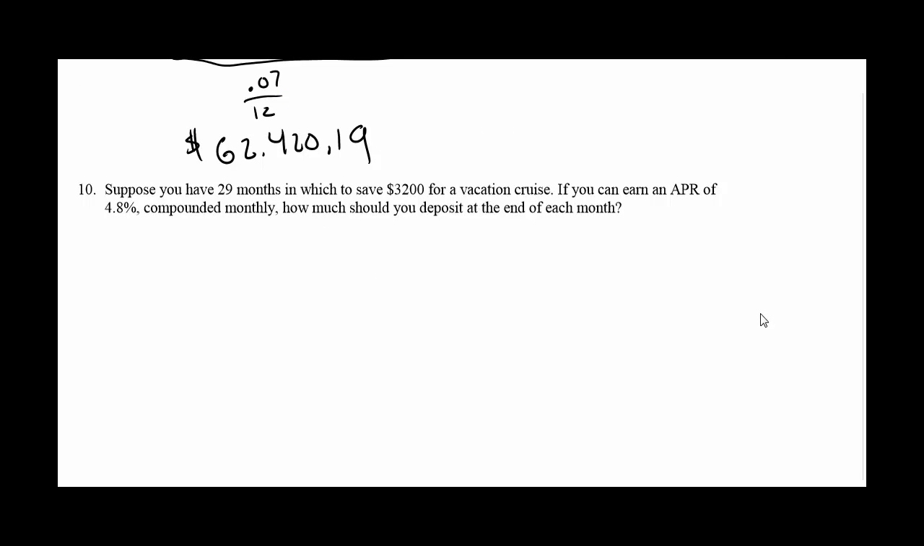All right, suppose you have 29 months in which to save for a $3,200 vacation cruise. If you can earn an interest rate of 4.8% compounded monthly, how much should you deposit at the end of each month? Okay, so let me look at our formula chart here. So in other words, we've got a time in mind. We've got an amount we want to end up with. What we want to know is the payment.